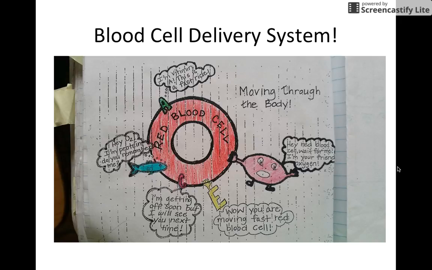Now, because I'm a frustrated artist, I find it useful to link the blood cell delivery system back to the digestive and respiratory systems during this time by using visuals as well. So this is just one way that I remind them all of the systems are linked together because we have different types of nutrients and different gases all traveling on the red blood cell to move through the body.